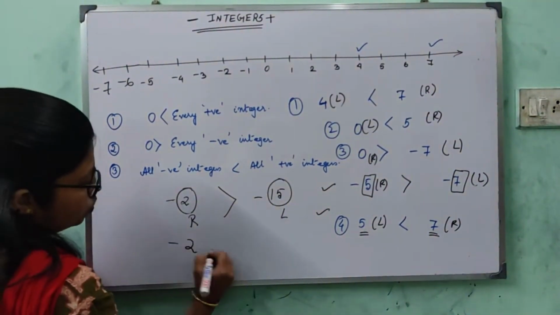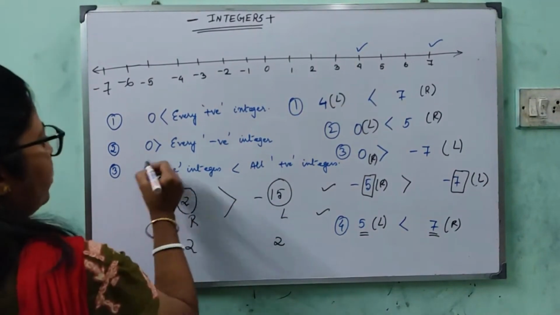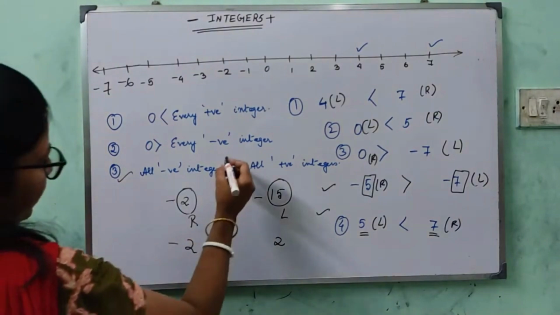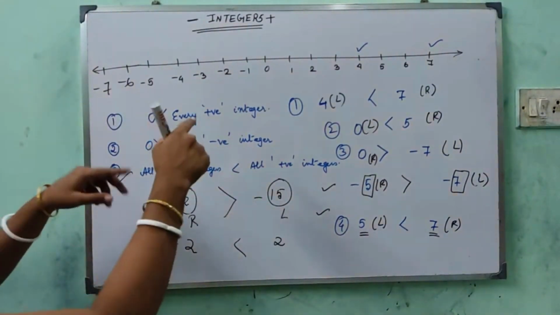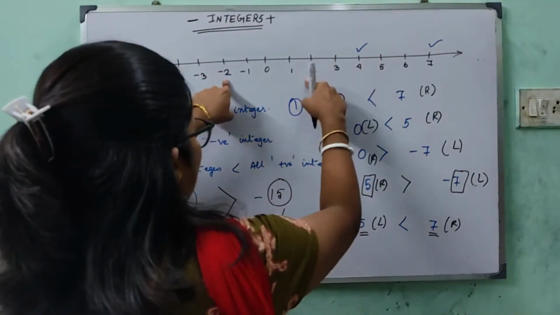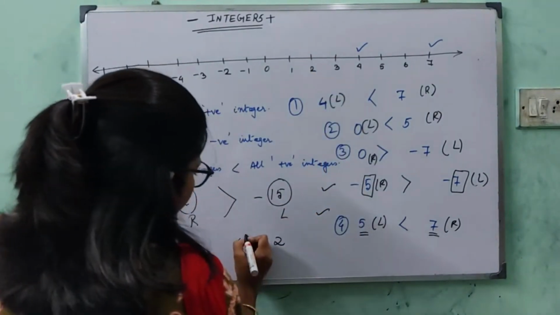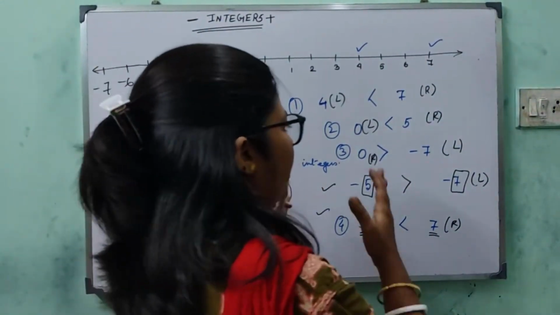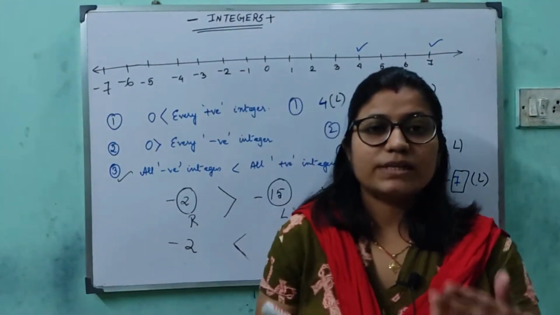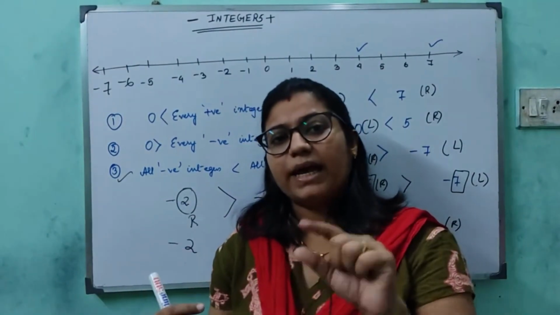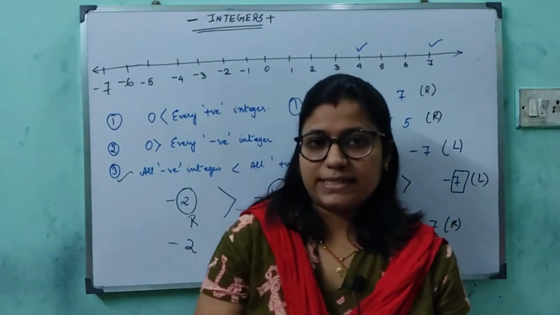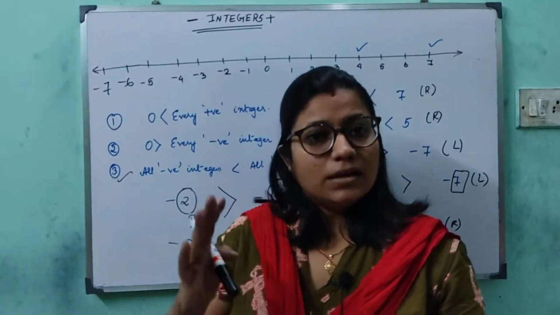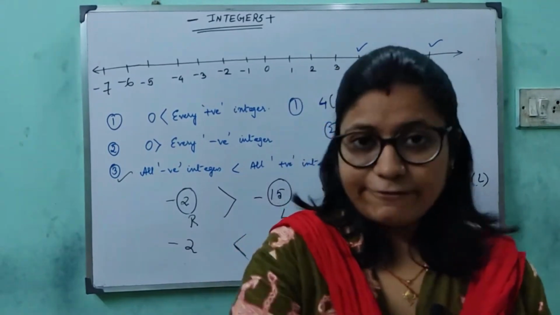So if I say minus 2 and plus 2, who will be greater? You can go by this logic, all negative integers are less than all positive integers. So if I go by this logic, this is greater. Also if I go by right and left, minus 2, plus 2, plus 2 is on my right hand side, so plus 2 is greater. So whenever we are asked to compare numbers, what will we see? We will see which number is lying on my right hand side on the number line. The number which is lying on my right hand side will be greater than the number which is on my left hand side. Alright.